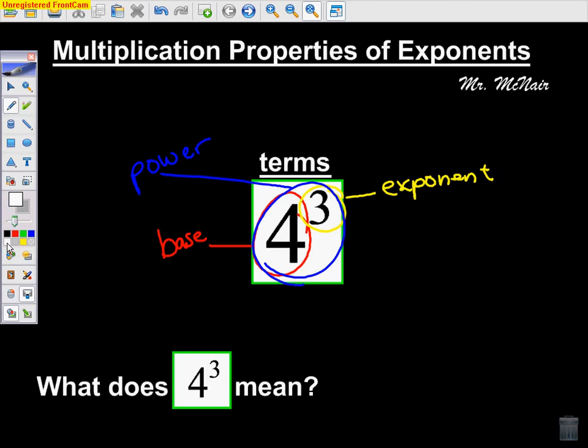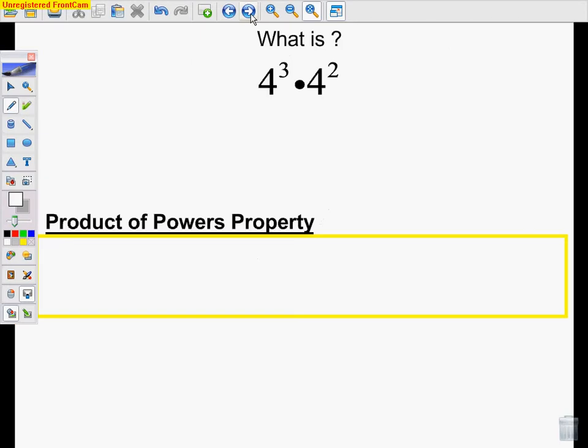Good. Now, what does 4 to the third actually mean? Well, it actually means, in expanded form, 4 times 4 times 4. Okay? So, knowing that 4 to the third means 4 times 4 times 4, and I know 4 squared means 4 times 4, if I told you to write 4 to the third times 4 squared as a power, you should be able to say, okay, well, that's 3 4s here, 2 4s here. That's a total of 5 4s, so that's 4 to the fifth.